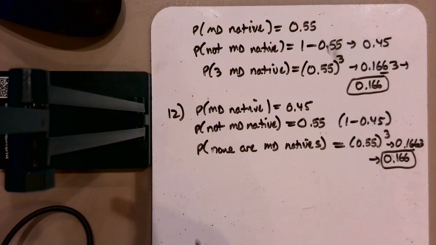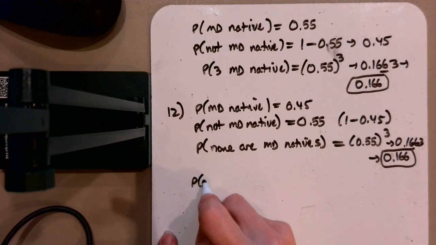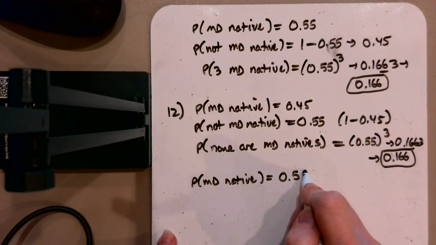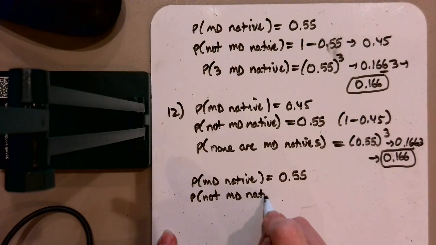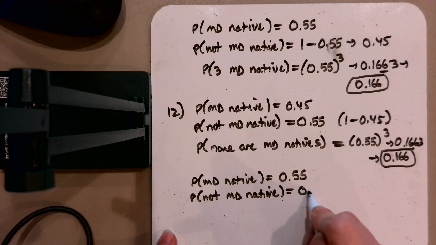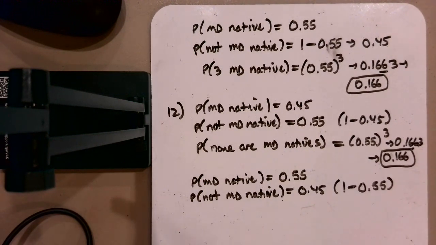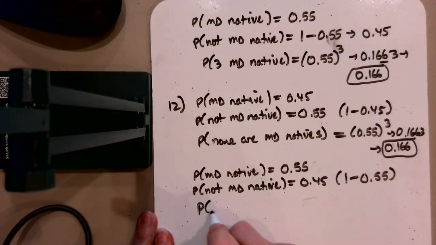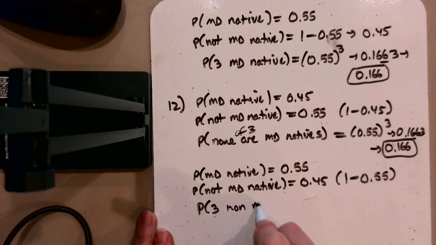The other version of this question says the probability that a BCCC student is a Maryland native is 55%, 0.55. That would mean the probability that someone from BCCC is not a Maryland native would be 45%. 1 minus 0.55, complementary events, or 100% minus 55%. And this says 3 students are chosen at random. Find the probability that none of the 3 are Maryland natives. So we want the probability of none of 3, 3 non-Maryland natives.